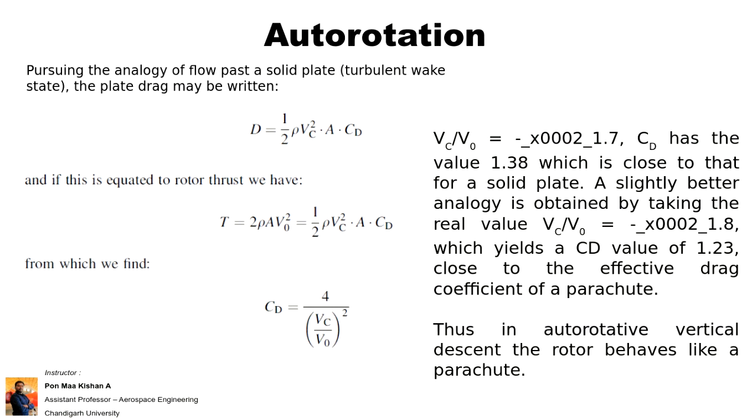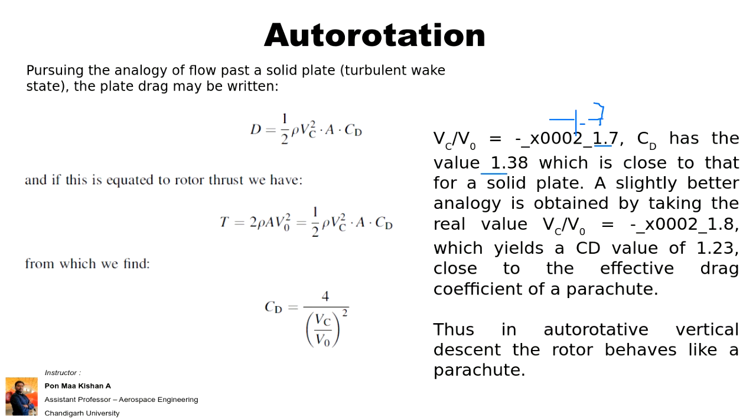So here I have given an example. There is some error over here. So this is not the term. Sorry for that error. This is minus 1.7. When VC by V naught is minus 1.7, okay, kindly consider this as minus 1.7. There was some typing error. Minus 1.7, and CD has a value 1.38.